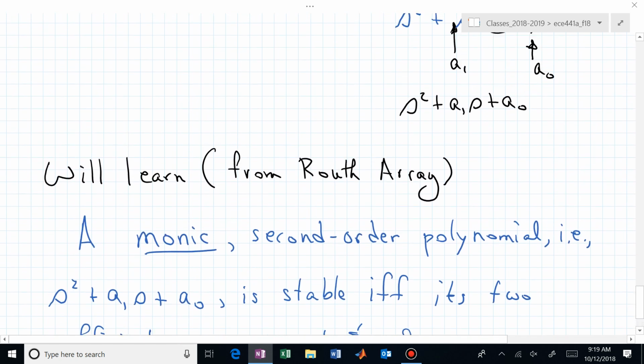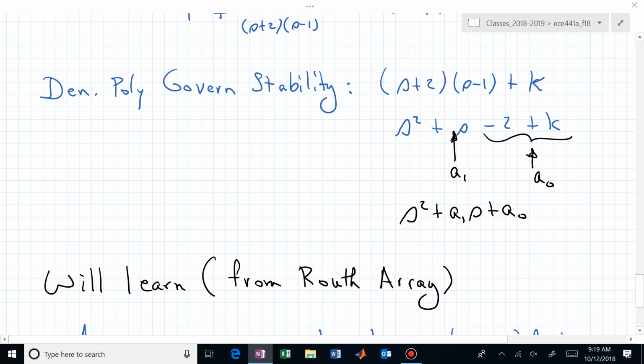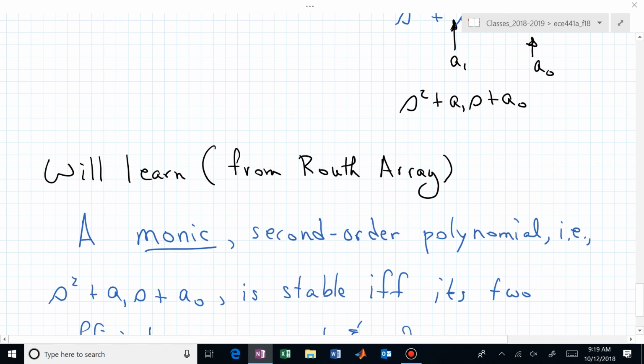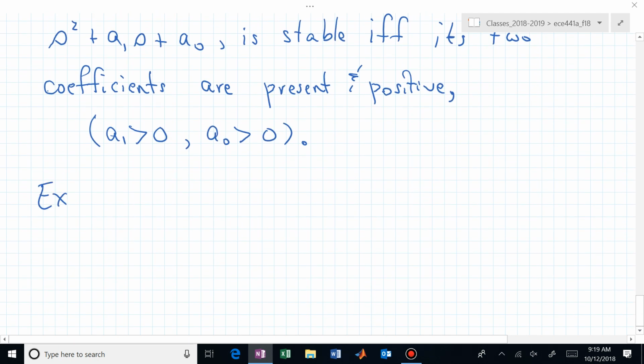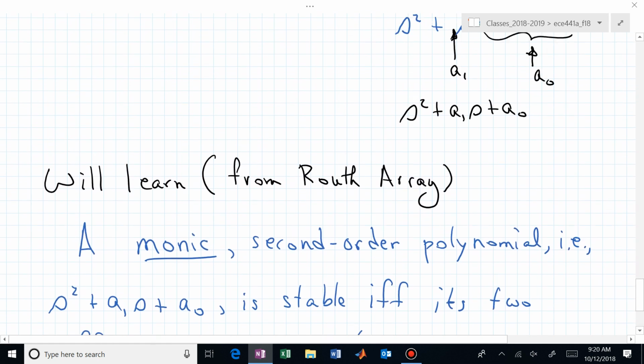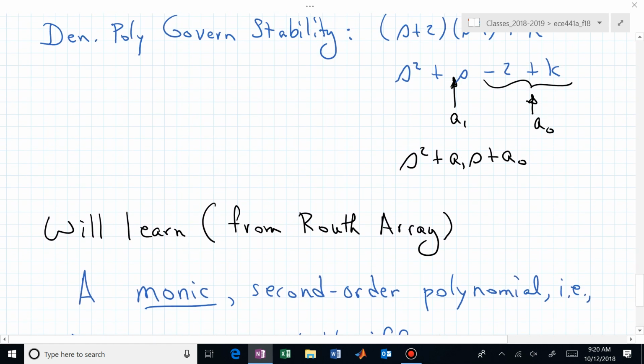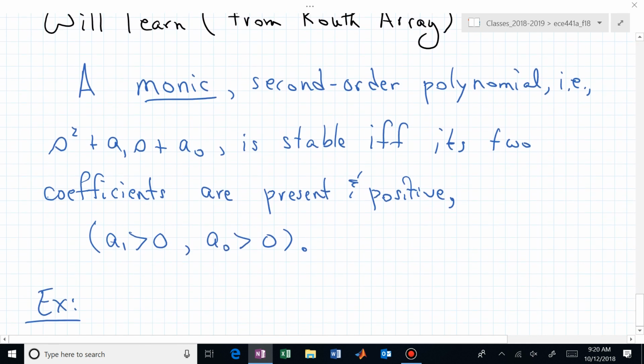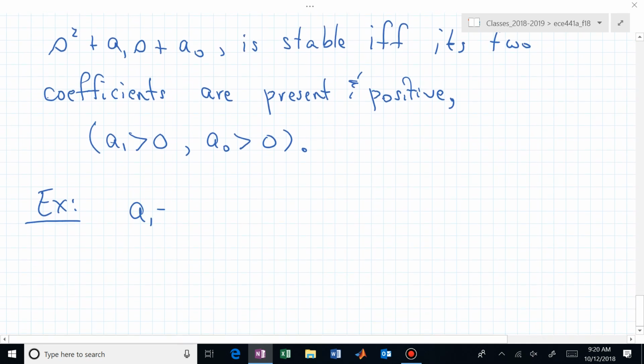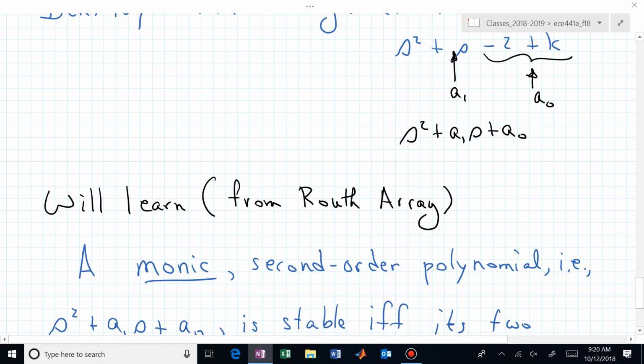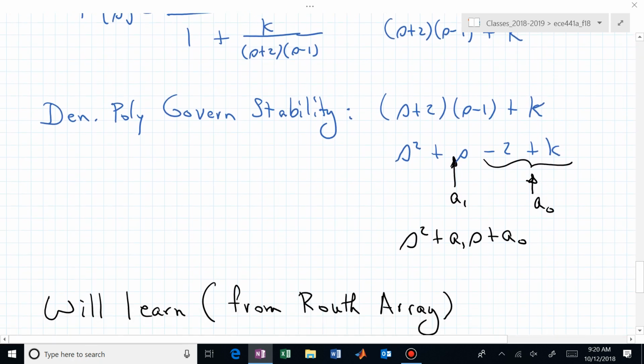So in our case, what does that mean? If we want a1 and a sub 0 to be present and positive, what do we need a1 to be? So in our example, what do we have? What's a sub 1? That's 1. So in our case, we need a sub 1, which is actually equal to 1, to be positive, and it is. That's a check. But what about a sub 0? A sub 0 is minus 2 plus k.